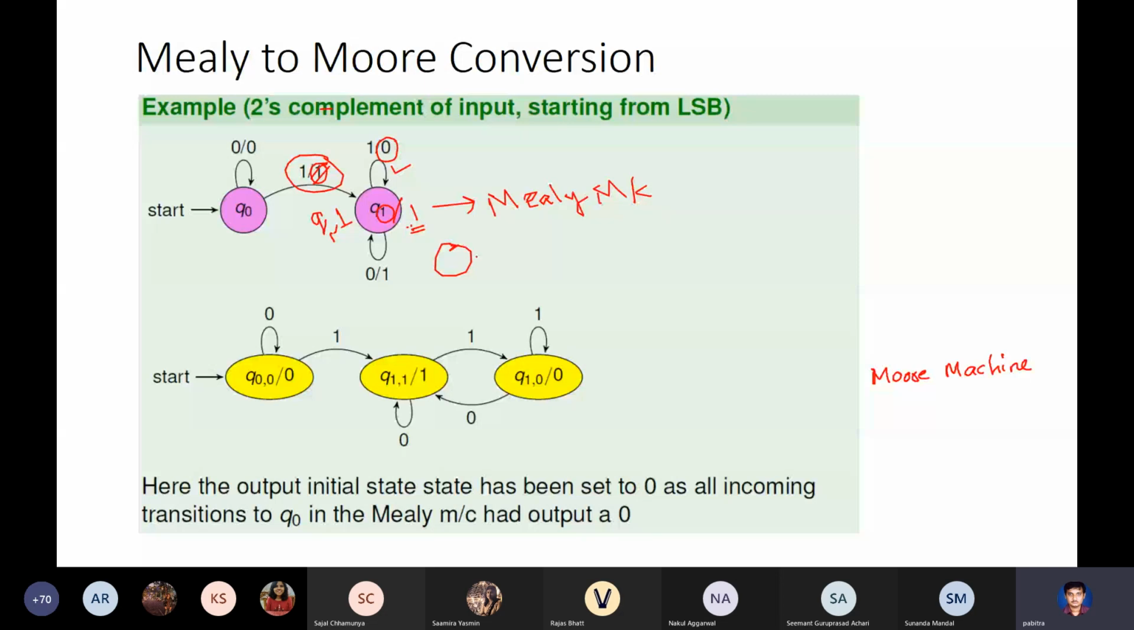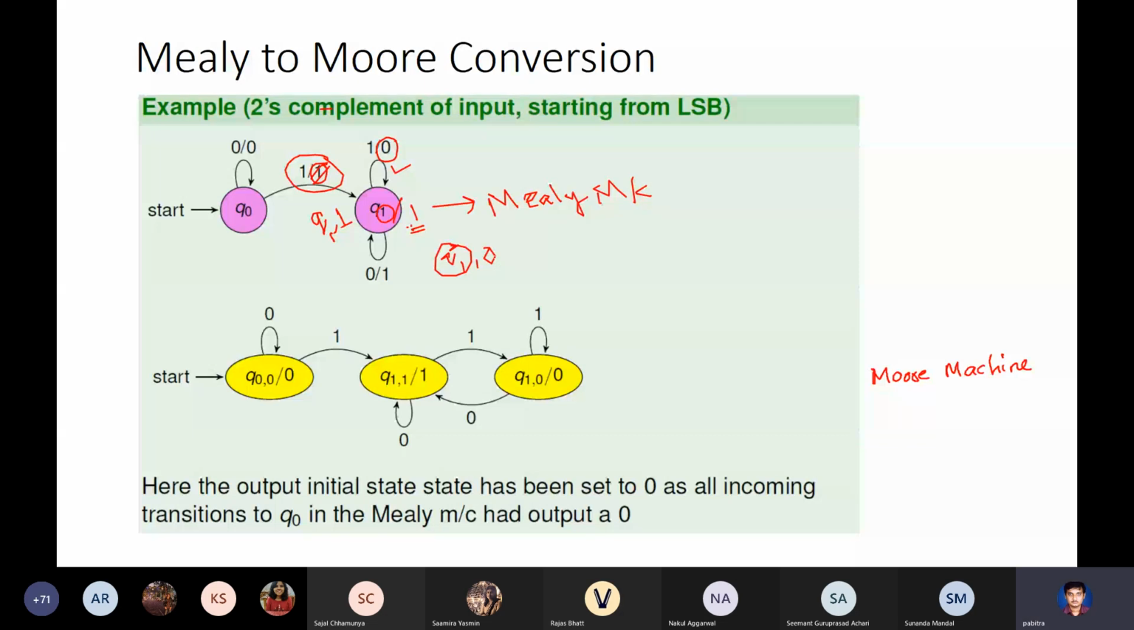If you have 3 possible outputs that could have come when you are transitioning to Q1, it would split to 3 states. Or if there are 4 possibilities, say 00, 01, 10, 11, it would be Q1 00, Q1 01, Q1 10, Q1 11. So Q1 would split to 4 states.